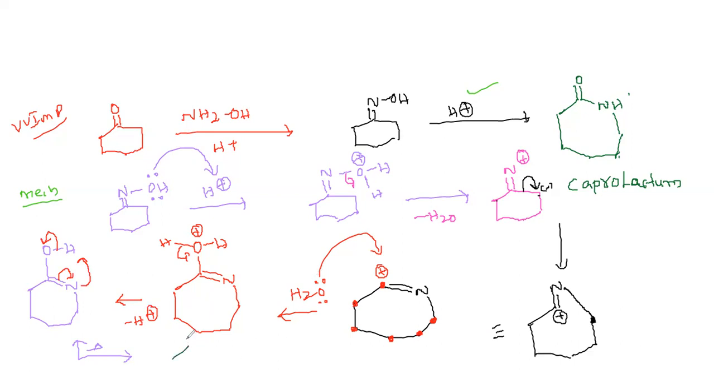This is N double bond O, NH, then here this one, the 7-member ring. This we are calling caprolactam. This is the mechanism for the Beckmann rearrangement.